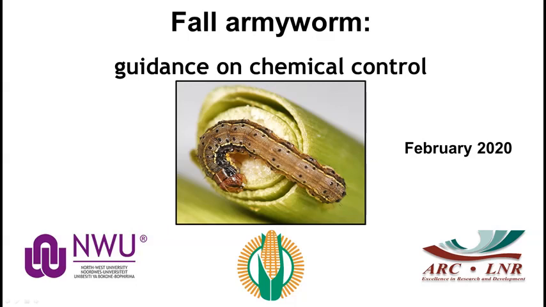In this brief video, we provide guidance on chemical control of fall armyworm. We do not indicate which insecticide should be used, but we mention the types of damage, when to spray, and also economic thresholds. The information we provide applies to maize production on the Highveld and western maize production regions of South Africa and not the low-lying warm and humid areas of the country.